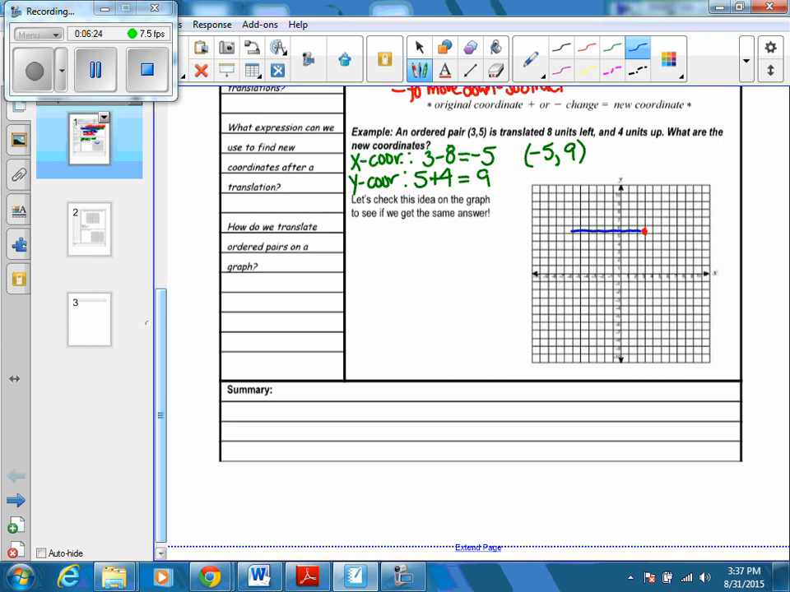And I'm going to move it up 4 units. So 1, 2, 3, 4. So my new point is right here, which is that point that we got. So I had to move it 8 units left and then 4 units up.